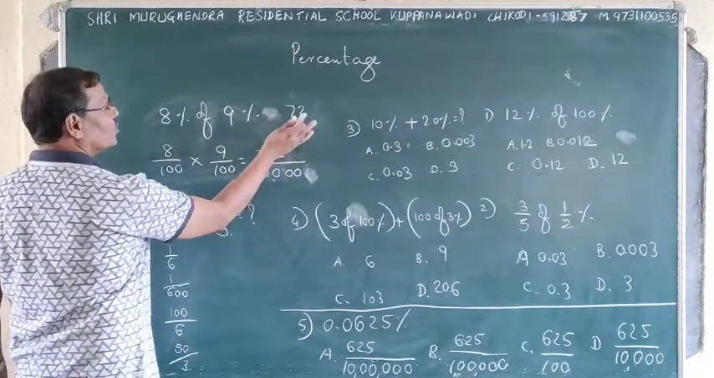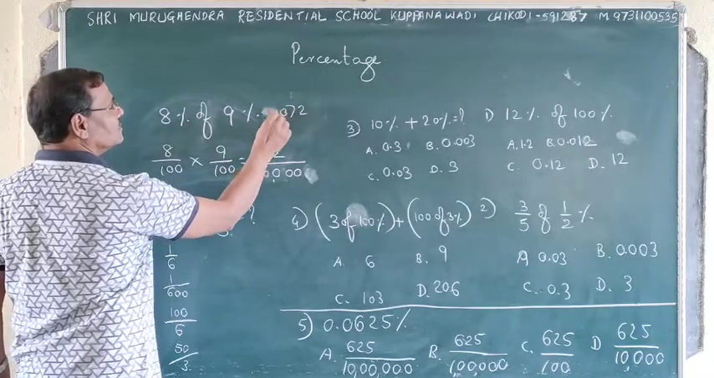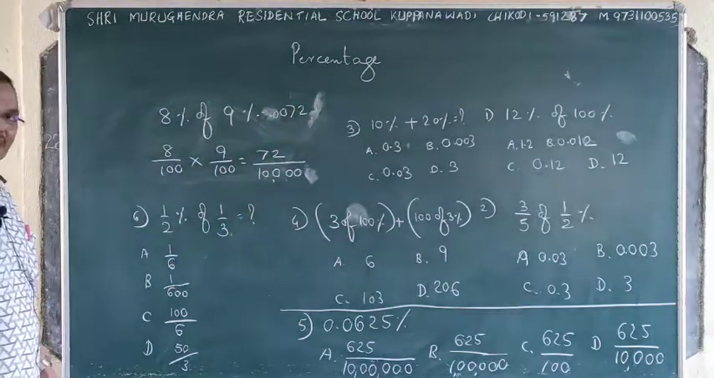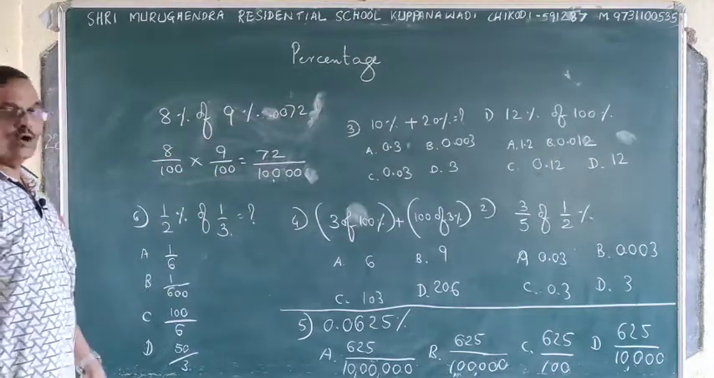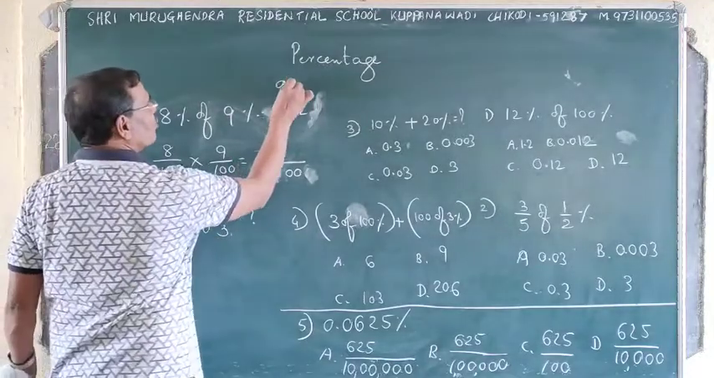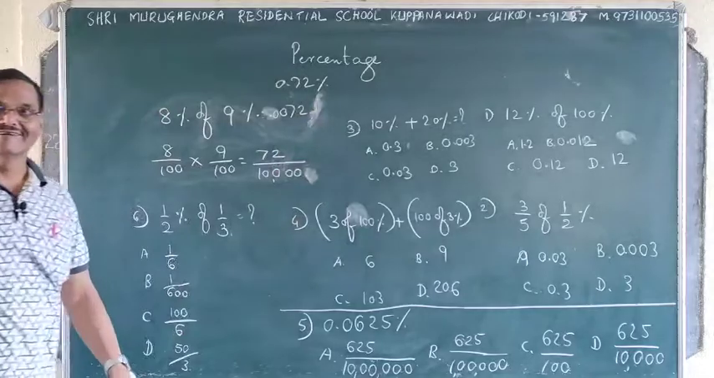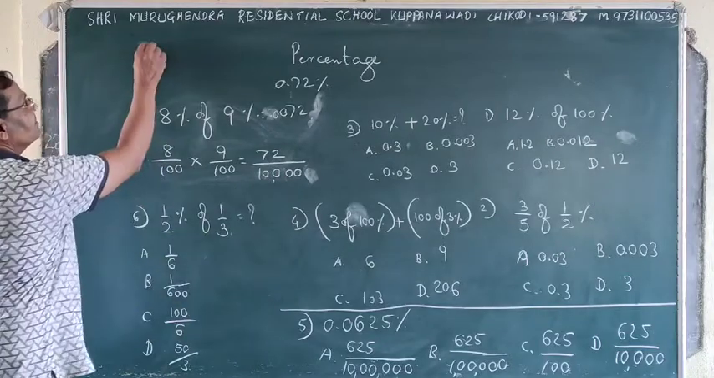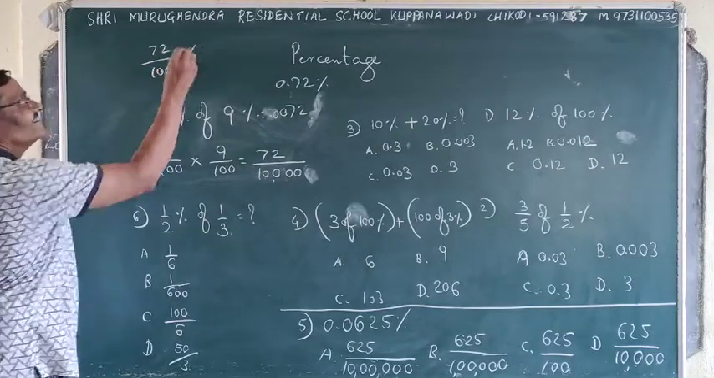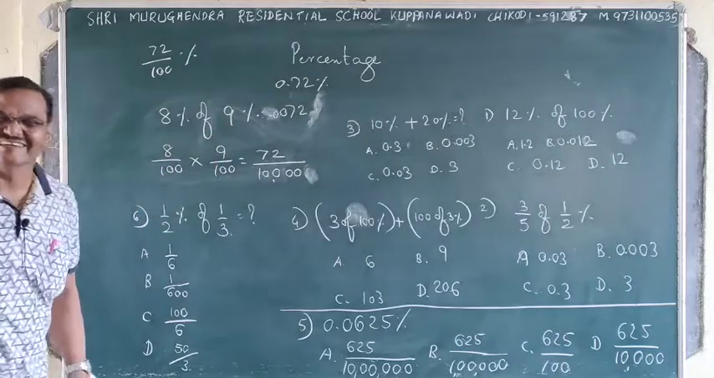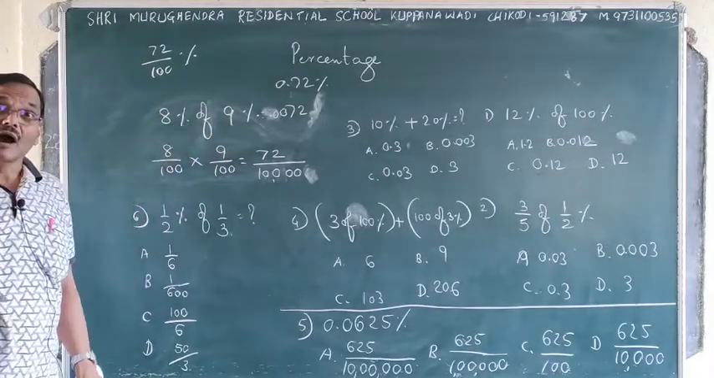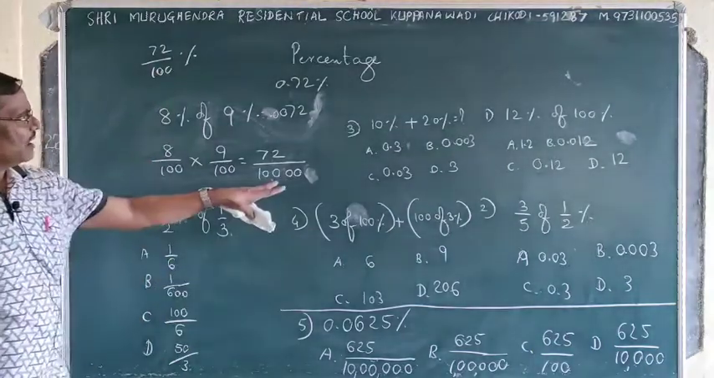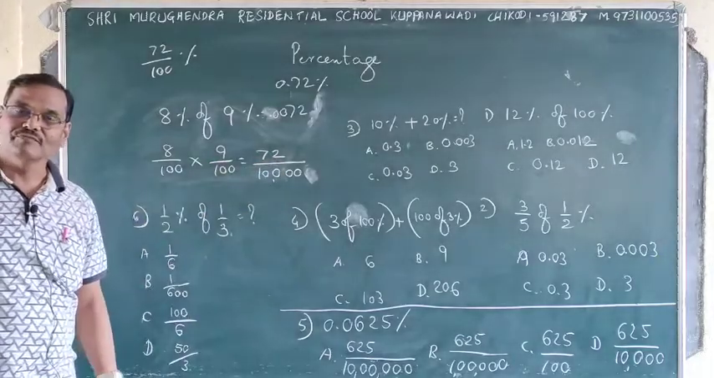So what you have to do? Two places you have to move. Here, without percentage, if you want to write, it is this much. And if you want to put percentage, then 0.72%. See now, it is 72 by 100%. Percent is very small, it is. Out of 10,000, 72 will come.